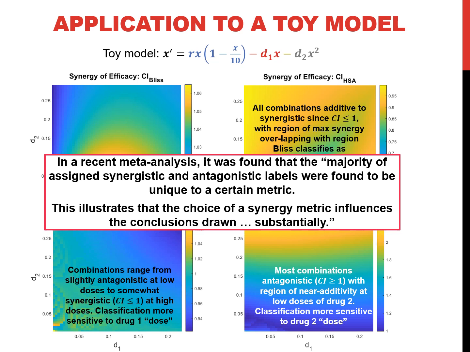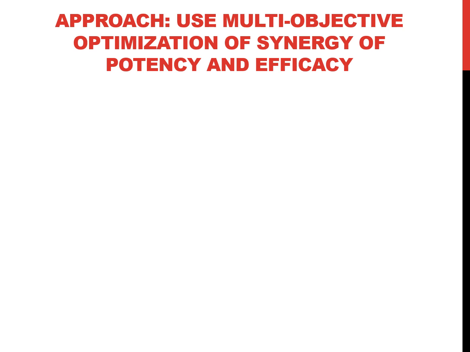And this illustrates that the choice of synergy metric influences the conclusions drawn substantially, to say the least. If I had a team or a project and I had to pick some combination of doses, I would not be able to do this from this information. So what do we do? Well, we propose the following approach: to use multi-objective optimization of synergy of potency and efficacy.